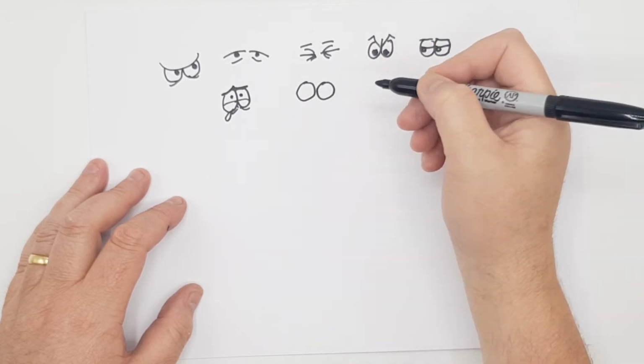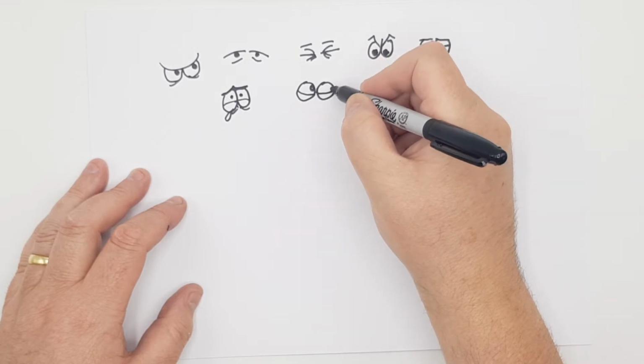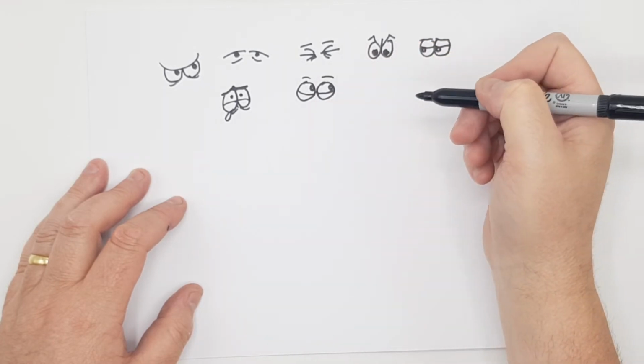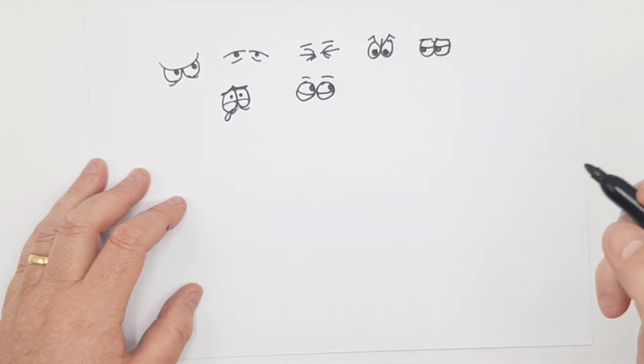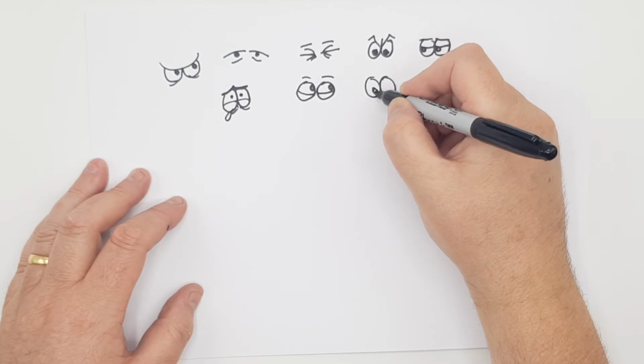Again, angling the eyes off to one side also gives quite a unique look as well. Pointing the pupils down to the bottom.